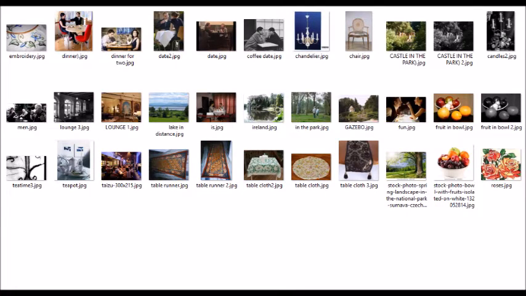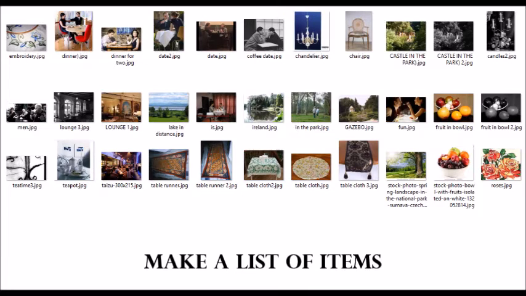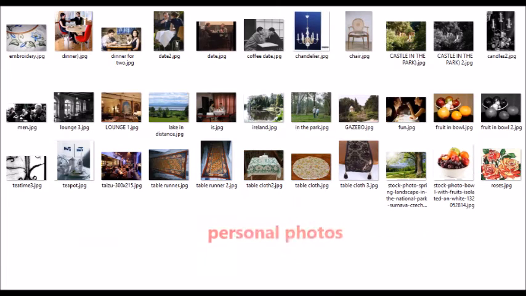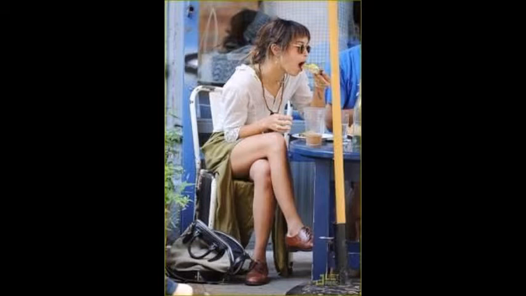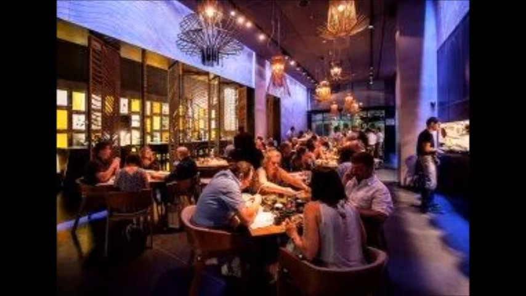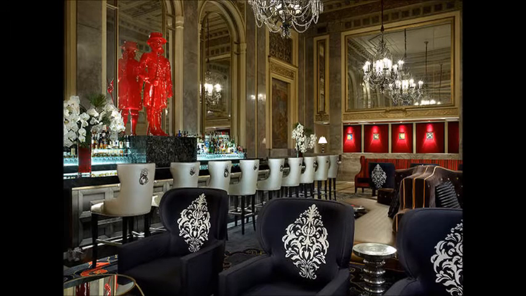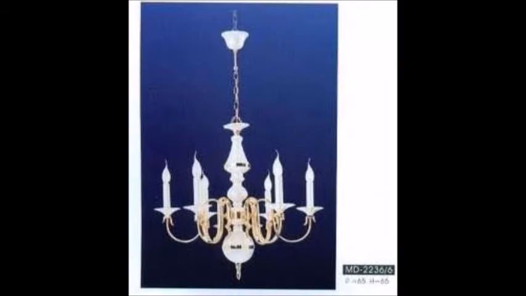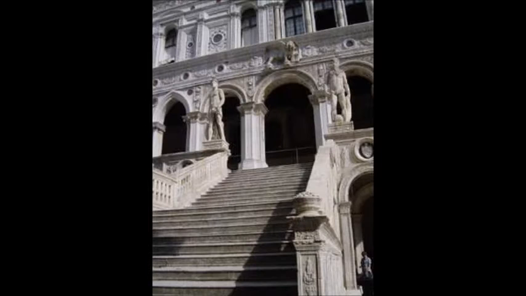Stage 1. Make a list of items for the designing of the picture, from internet photos or ladies' magazines or personal photos. So the first thing I need are ladies in different poses, sitting or standing. Then I'm going to need the interior of a restaurant or a classical building with the windows, the doors, the wall decoration, lamps, chandeliers, or any other architectural item.